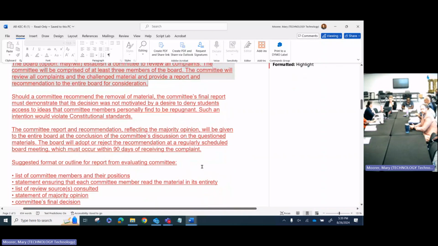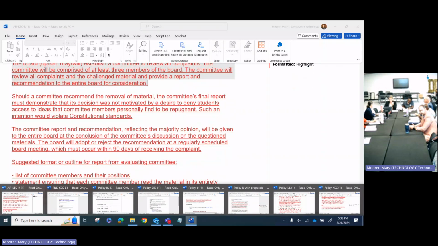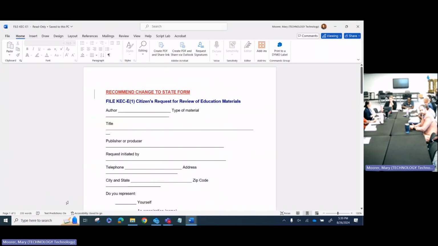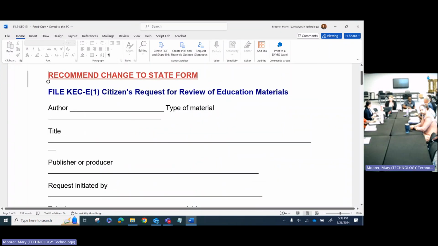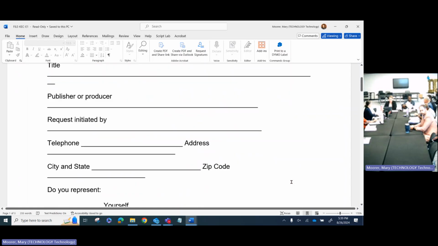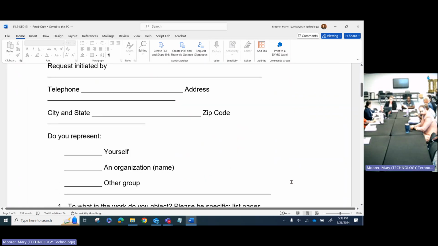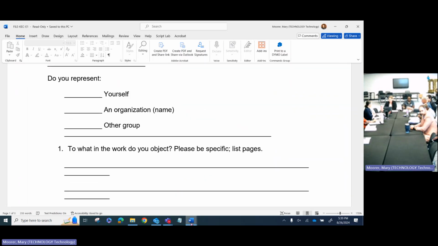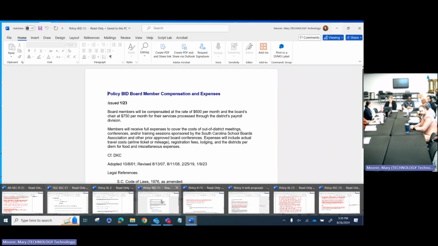Next up is KECB1. This is just, again, a change from the current request for review of instructional materials to be changed to the safe one, just to the library. And then the last policy for tonight is policy BID, board member compensation with expenses.